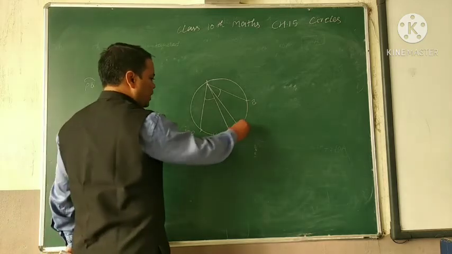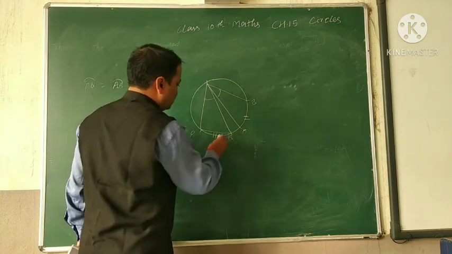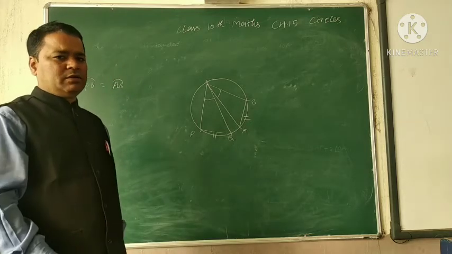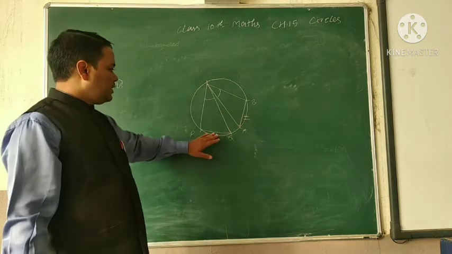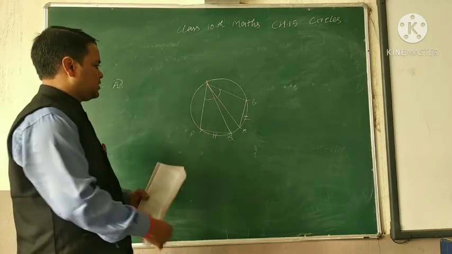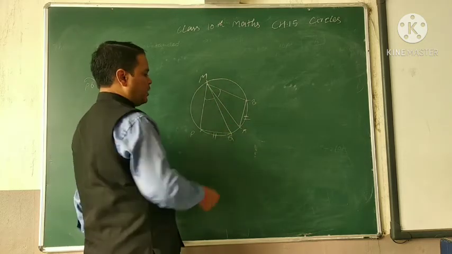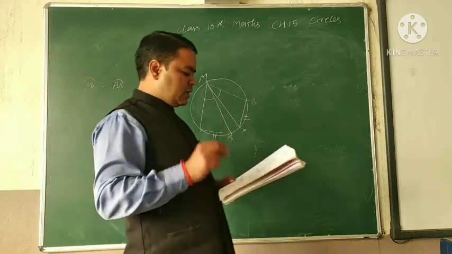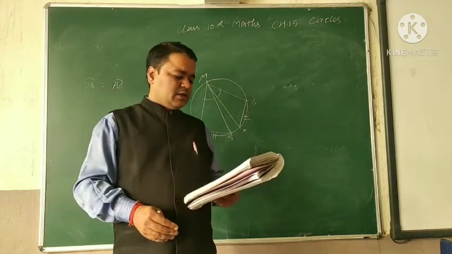Why? Because the two arcs are equal. If two arcs are equal, then chord PQ and chord AB will also be equal. Okay, so if two arcs are equal, the two chords will also be equal, and the angle made on the remaining part of the circle, here in this condition, angle PMQ is equal to angle AMB. Getting?